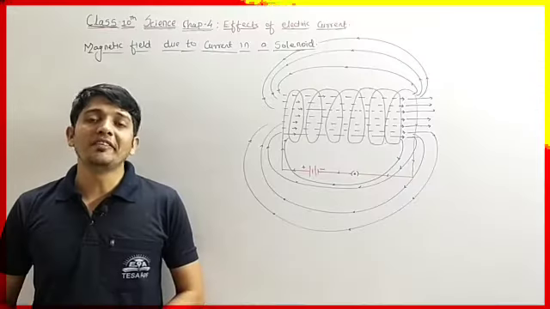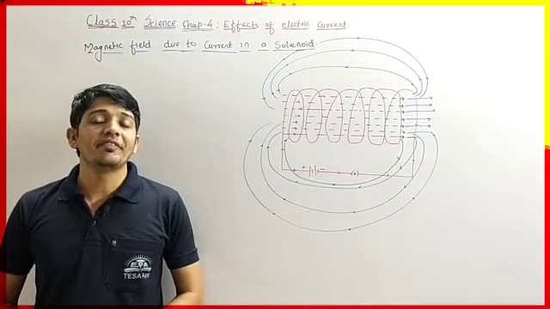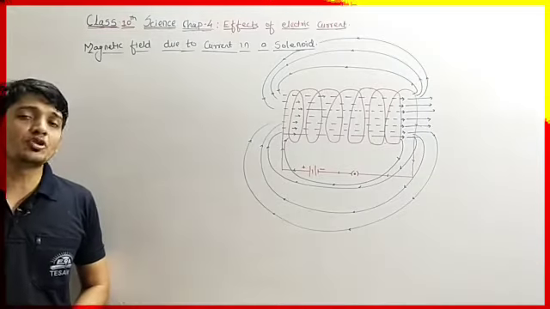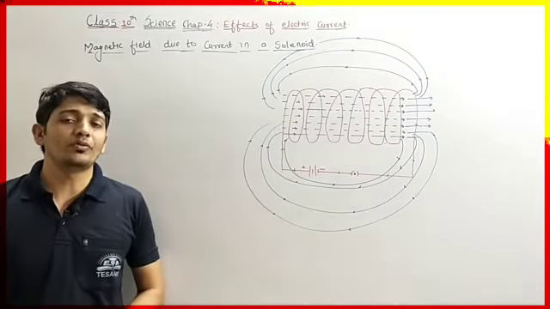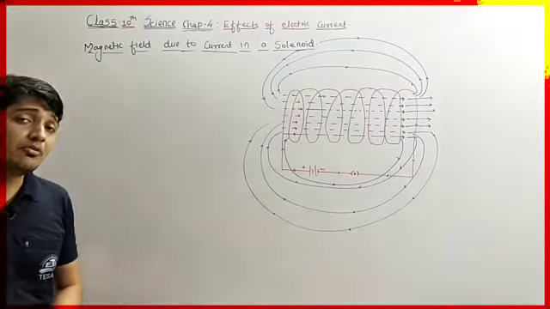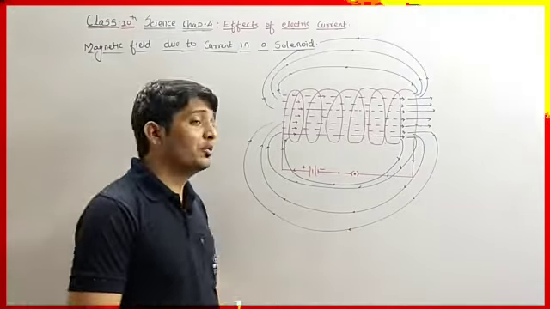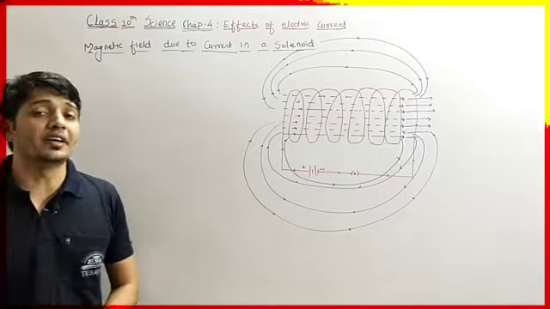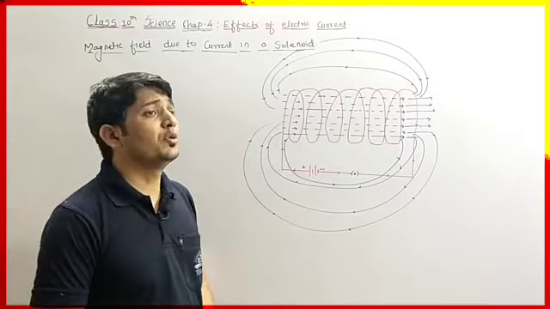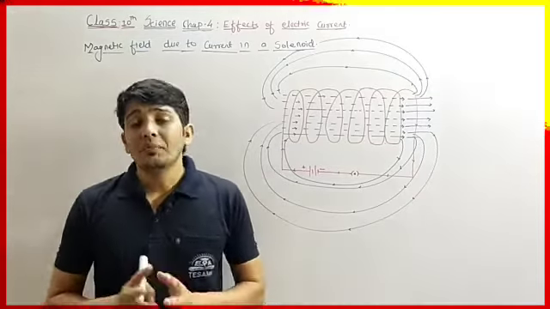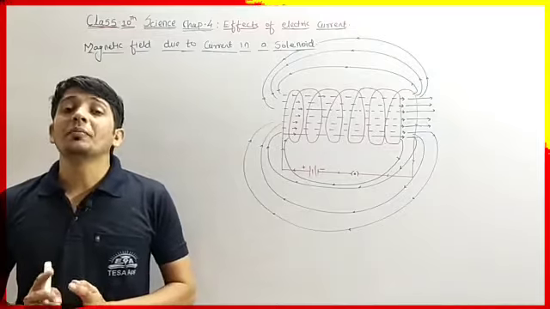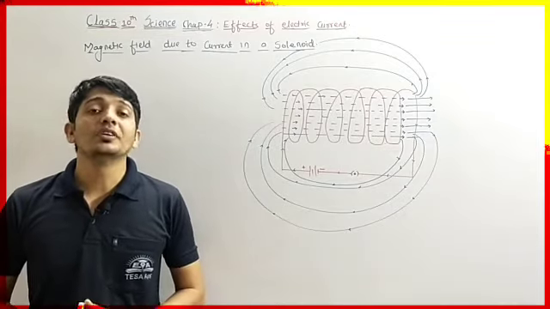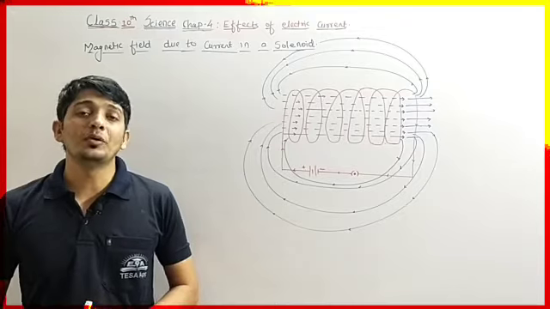So we are continuing with our chapter called Effects of Electric Current. In the previous video we have already understood about the magnetic effect of electric current. In that part we understood how a magnetic effect is produced by the current carrying conductor, and we have already understood the right hand thumb rule.